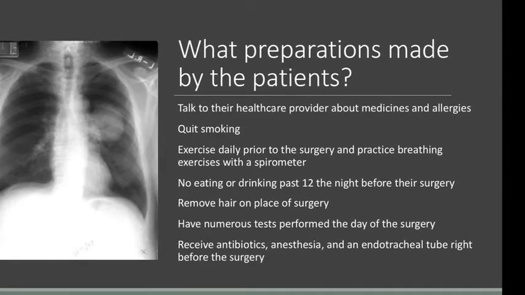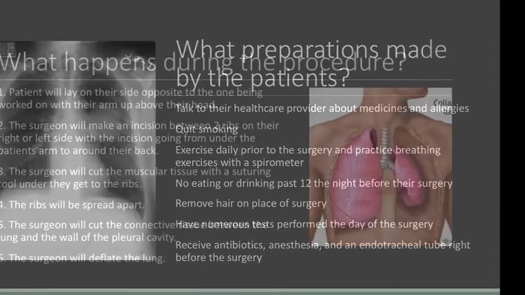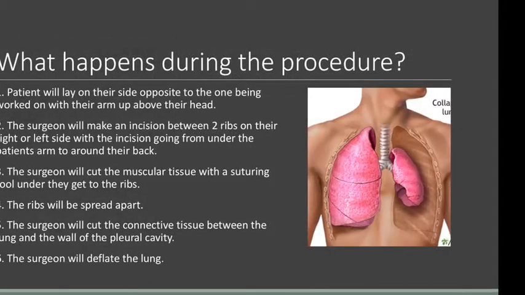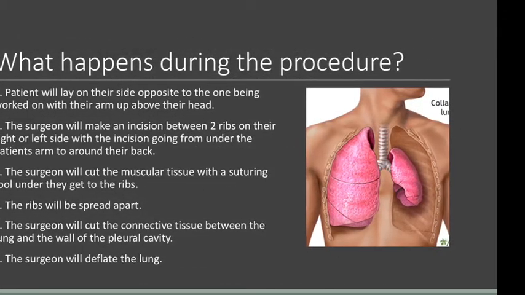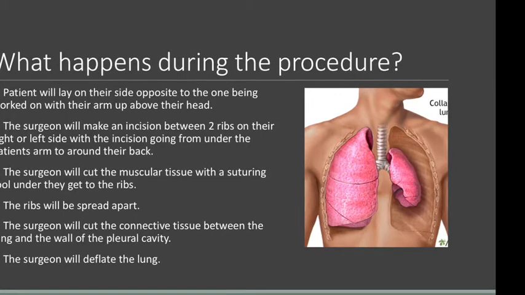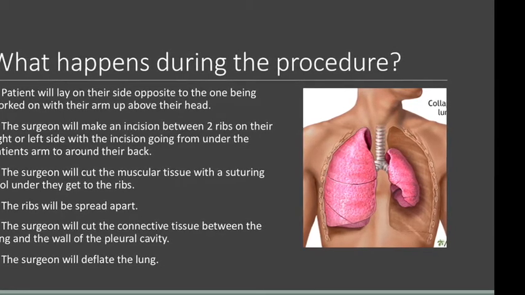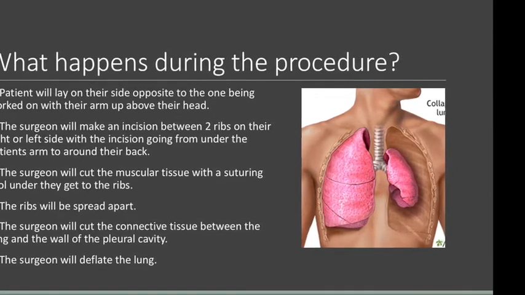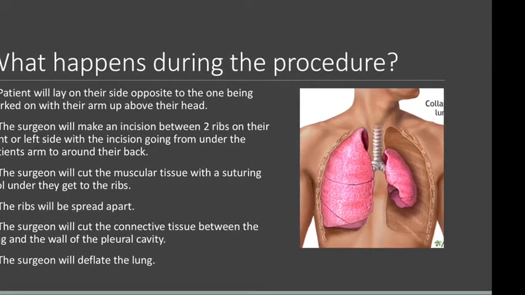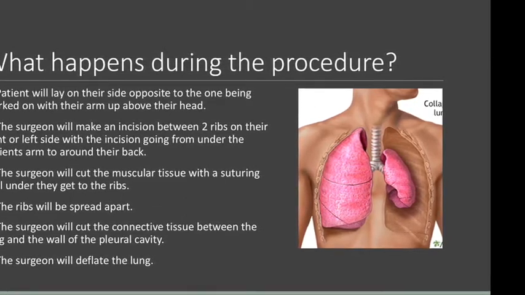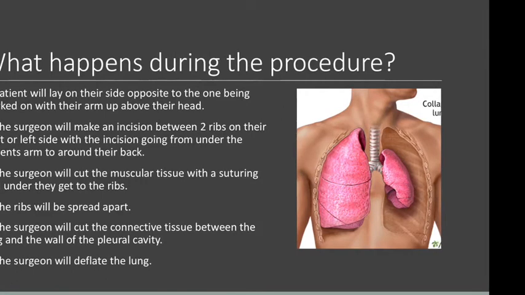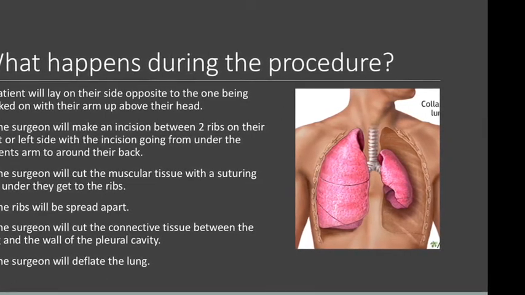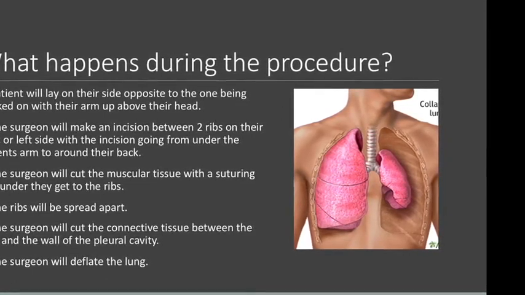During the procedure, number 1, the patient will be laying on the side opposite to the one that is being worked on, with the arm of the side of the body being worked on above their head. The surgeon will start the procedure by making an incision a few inches long between 2 ribs, usually the 4th or the 5th intercostal space, on the posterior lateral side of the body, depending on the left or right lung being removed. The cut will be going from under the patient's arm to around their back.